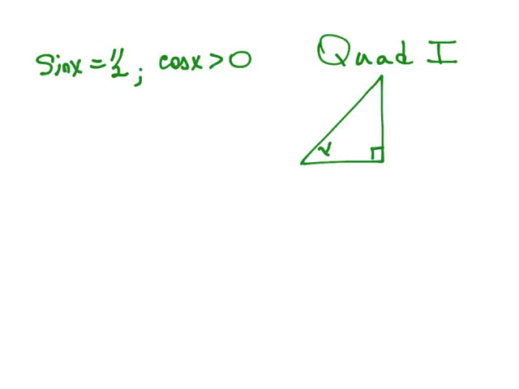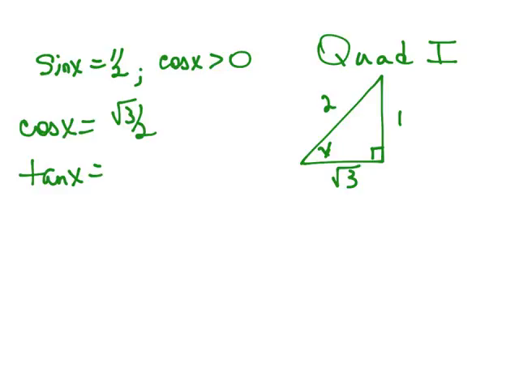I'm going to call this x. And I know that sine is a half, so opposite over hypotenuse is a half. By the Pythagorean theorem, this side of the triangle would have to be the square root of 3 then. And so once I have that drawn, cosine is equal to adjacent over hypotenuse, so it has to be the square root of 3 over 2.